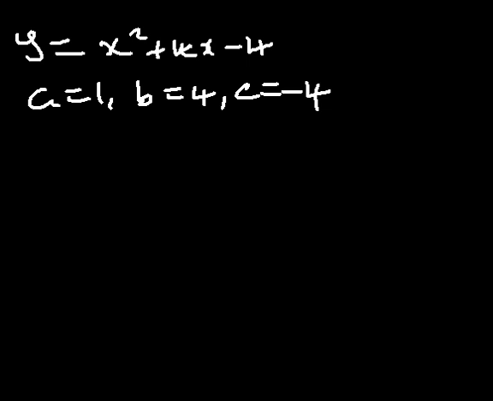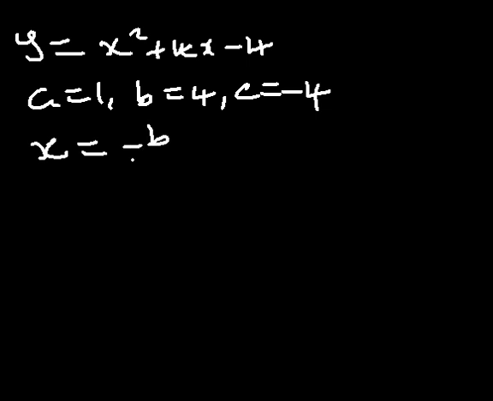And since the graph is concave upwards, it means we're going to have the maximum. Actually, we are going to have the minimum value. That will be given as the y-coordinate at the turning point. So what is the equation of the line of symmetry? We'll have it as the x-coordinate at the turning point.